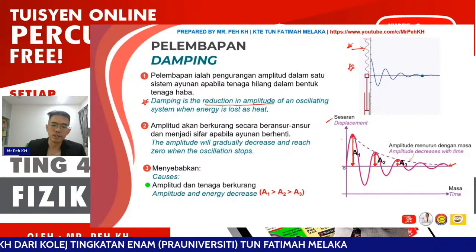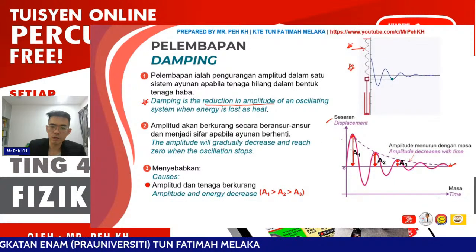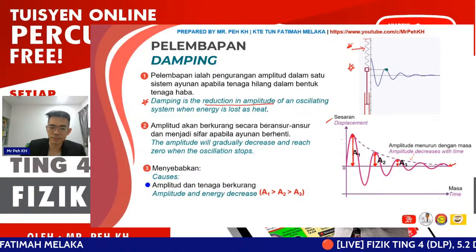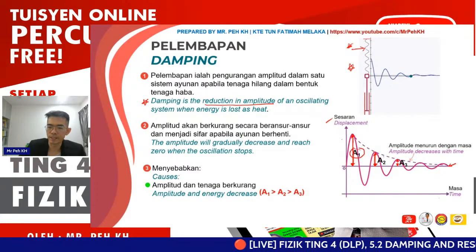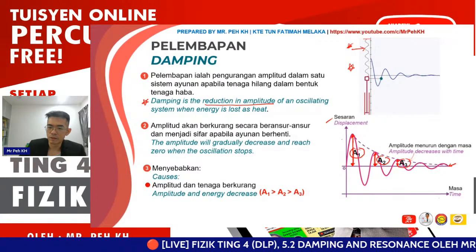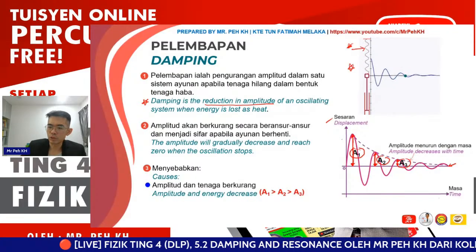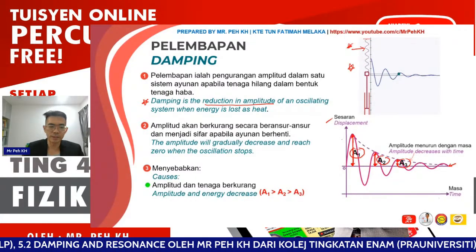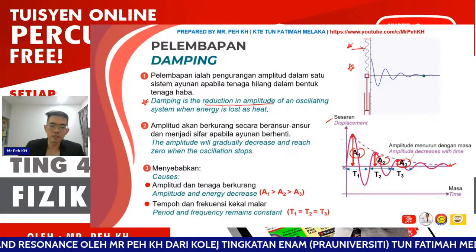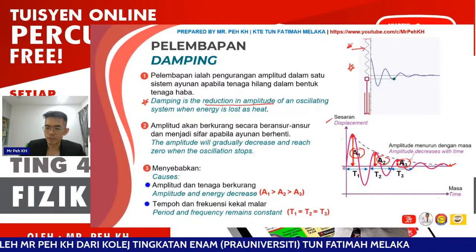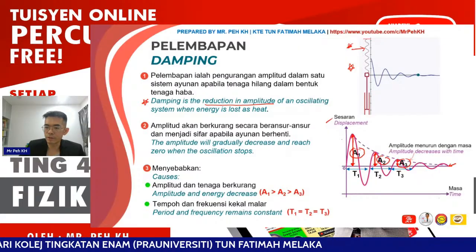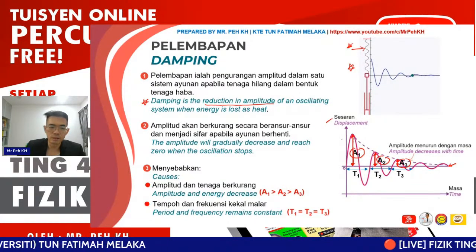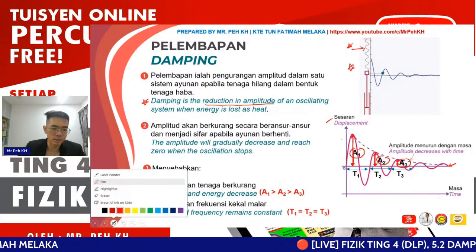You can see in the figure, the damping causes the amplitude and energy to decrease. The amplitude is represented as A. Then A3 shows the smallest amplitude. Then the next observation you can see is T1, T2, and T3. The T here is the time taken for one oscillation.